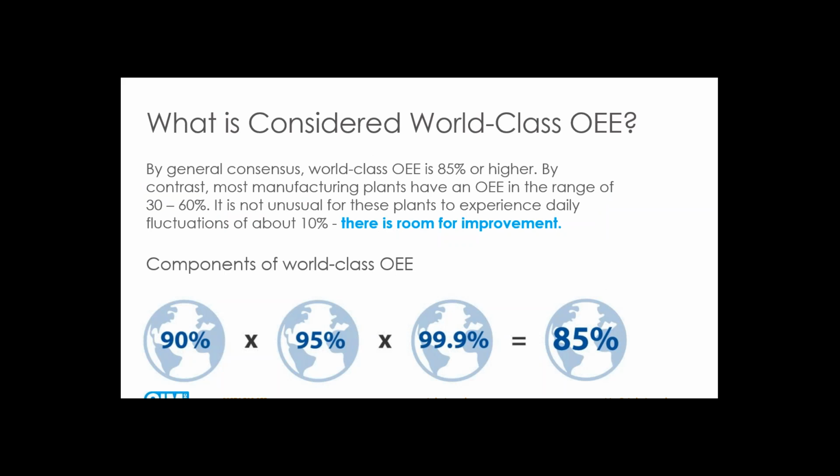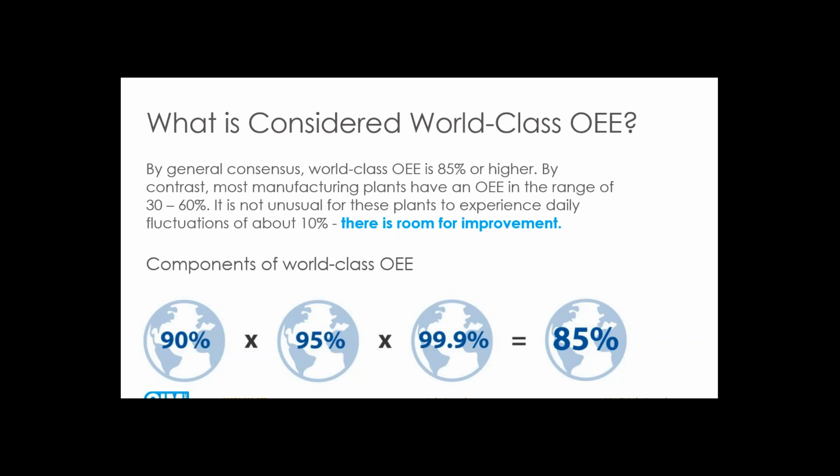Now, take this slide with a pinch of salt. World-class OEE is quite commonly referred to as being 85%, and that's made up of 90% availability, 95% performance, and 99.9% quality to give you 85% OEE. Now that's great. It's something to aspire to, something to look to achieve in the future.